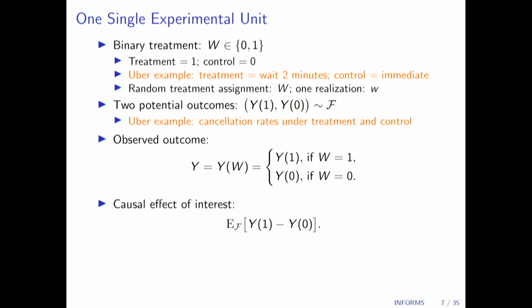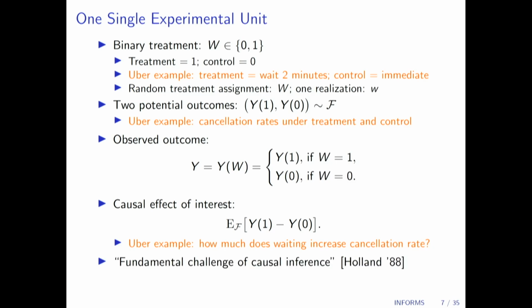Okay, and I am going to be looking at the causal effect defined as follows, which is the contrast between treatment and control, meaning Y1 subtracting Y0. So this is the quantity that we would like to estimate. In the Uber example, this could be just how much does waiting increase the cancellation rate? Like how much percentage increase in the cancellation rates do you see after you do the treatment?